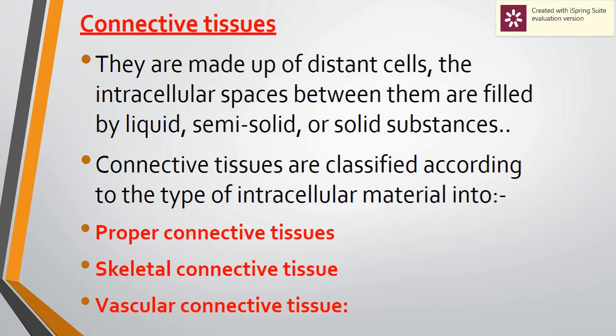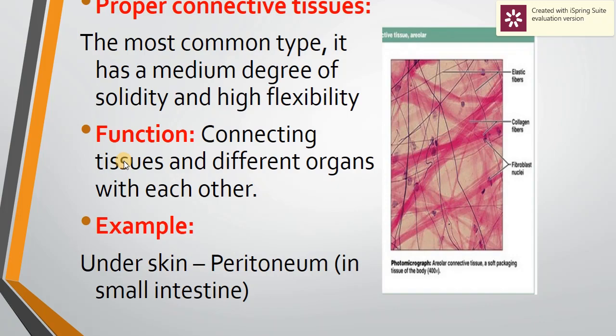Their types are divided according to the kind of intercellular substance. The first type is connective tissue proper or loose connective tissue. Second is skeletal connective tissue, and the third one is vascular connective tissue. So let's see each one of them.